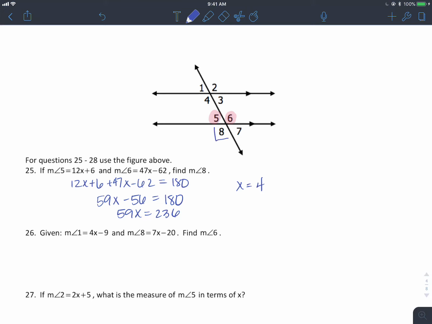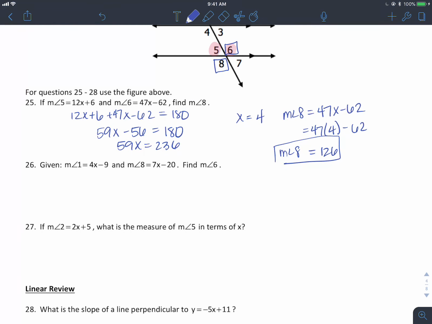Then it wants us to solve for the measure of angle 8. Well, angle 6 and angle 8 are vertical angles, meaning they are congruent. So the measure of angle 8 is the same as the measure of angle 6, which is 47x minus 62. So we plug in 47 times 4 minus 62, which comes out to be 126. So angle 8 is 126.